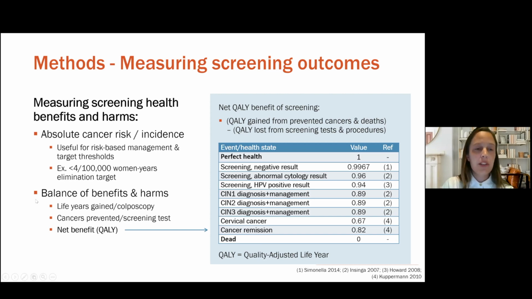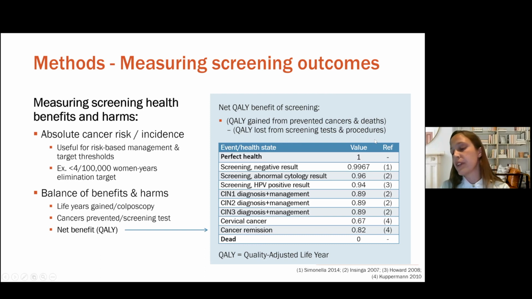We also looked at metrics of balance of benefits and harms, and the ones I'm going to mostly show today are net benefit measures in terms of quality adjusted life years. So the idea is that we are measuring the quality adjusted life years that are gained from preventing cancers and deaths due to screening, but we are also applying a penalty due to quality of life that is lost due to screening tests and procedures.